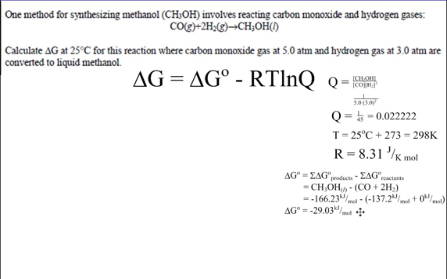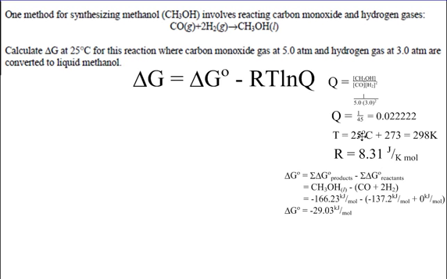Now right off the bat, you should be able to look at this and say something's not going to work out here, because I have negative 29 kilojoules per mole, 8.31 joules per Kelvin mole, Kelvin, and then something with no units. Kilojoules and joules aren't going to cancel each other out. I need to make sure I have something that's going to be mathematically sound.